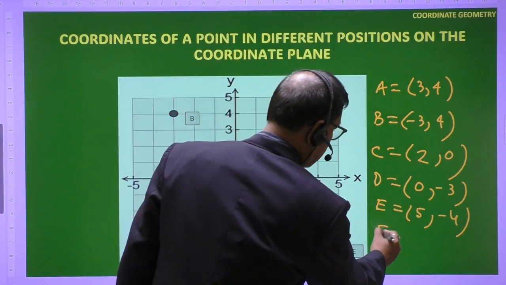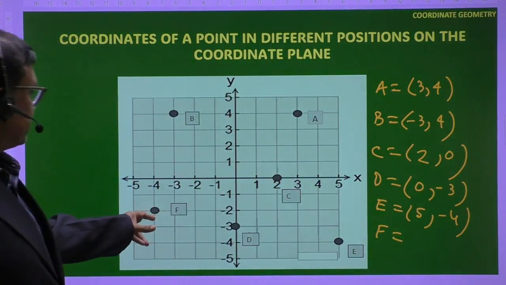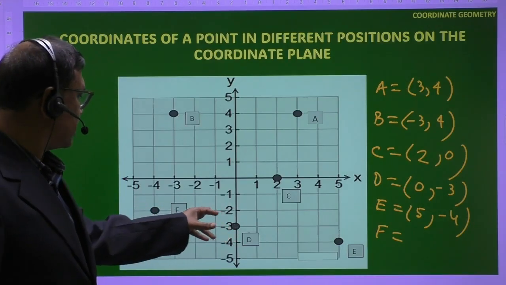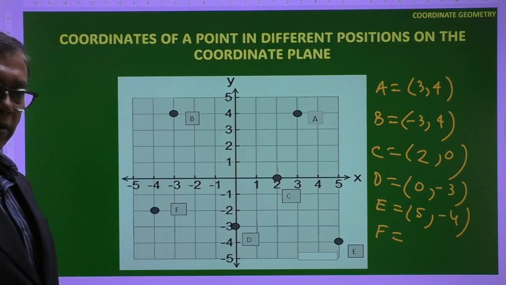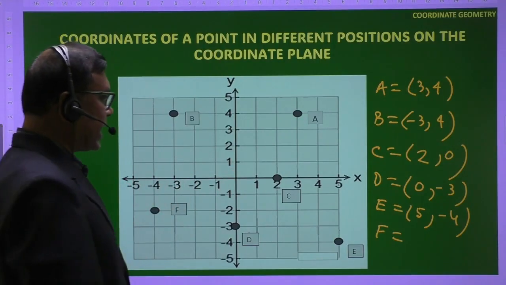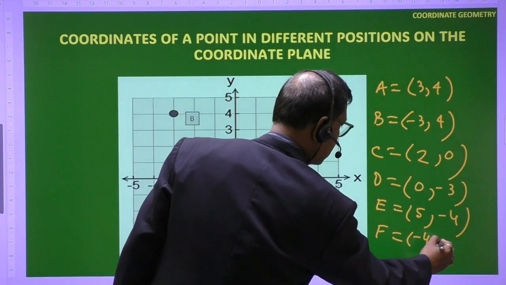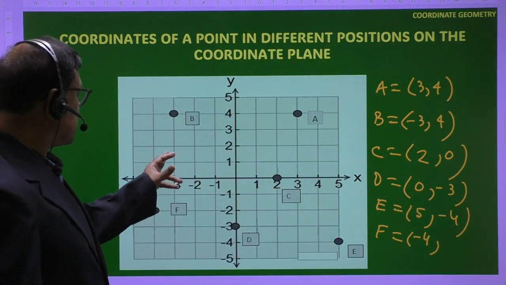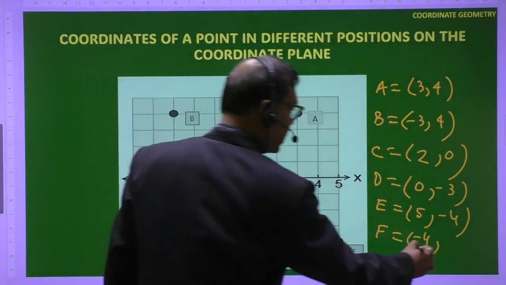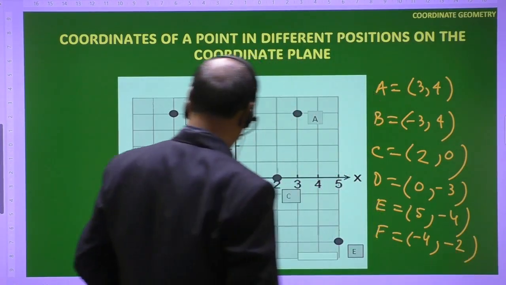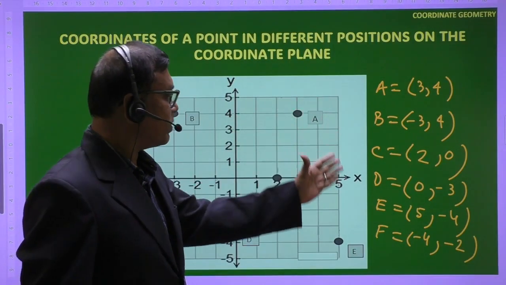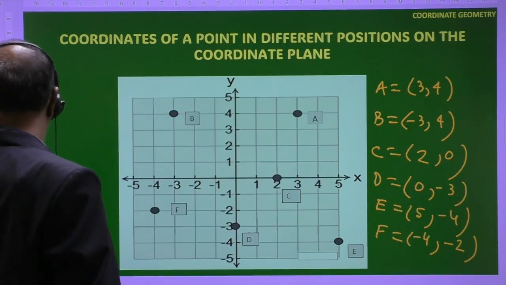Now come to the point F. F point is here. Again see how much I have from y-axis? 1, 2, 3, 4. 4 units I have. And since it is on the left side with respect to origin, the value of x will be negative. That means minus 4, comma, how much distance from x-axis? 1, 2. That means minus 2 because the point is below the x-axis. So these are the coordinates of different points. Clear?